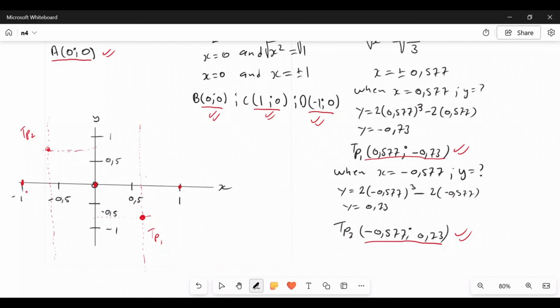Then we start connecting. As we connect, you'll see that our graph will align. So let me start from here.